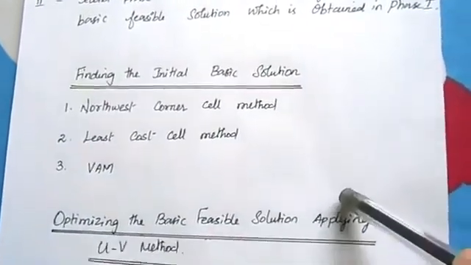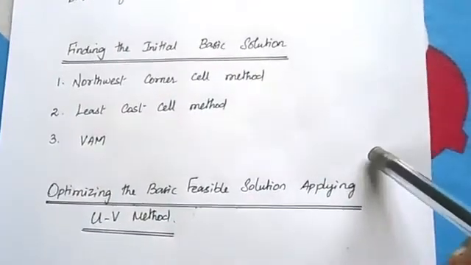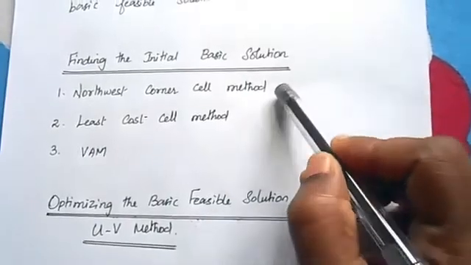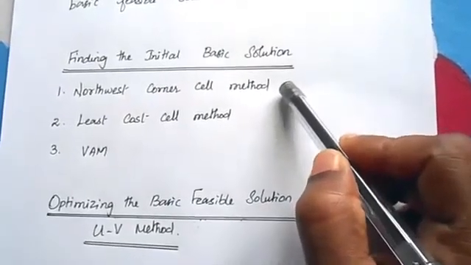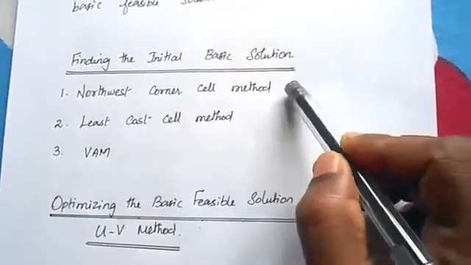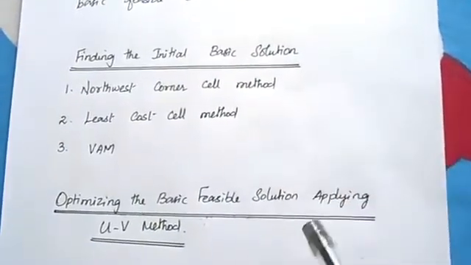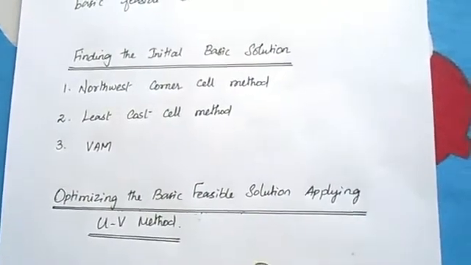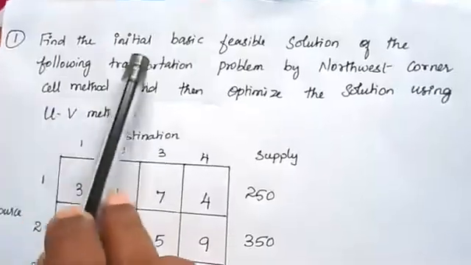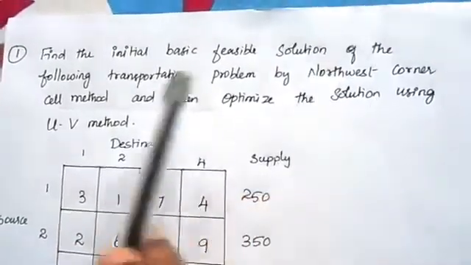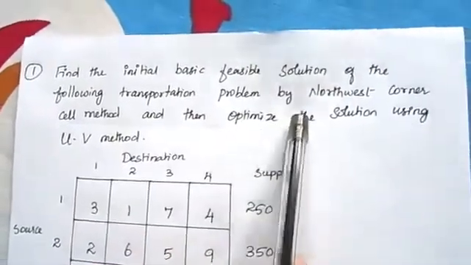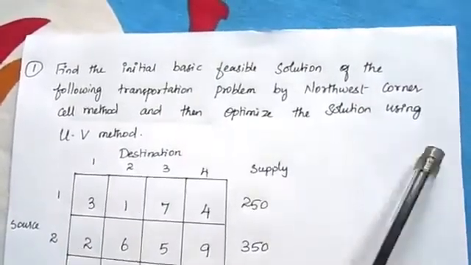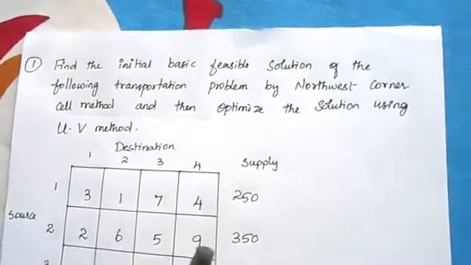Here I am going to solve one problem. In that, I am going to use the first method, the northwest corner cell method, to find the initial basic feasible solution, and after finding it, the second step is optimizing the basic feasible solution by applying the UV method. Let us see this with the help of one problem. Find the initial basic feasible solution of the following transportation problem by the northwest corner cell method, and then optimize the solution using the UV method. This is the problem.